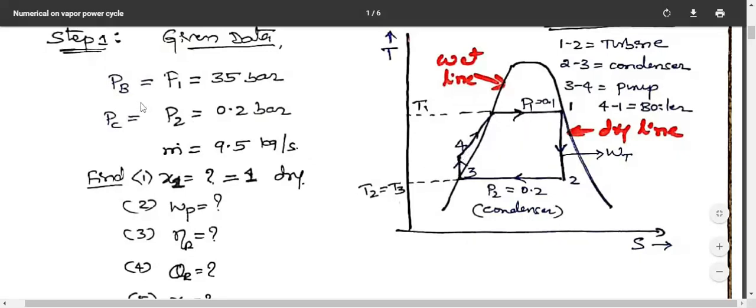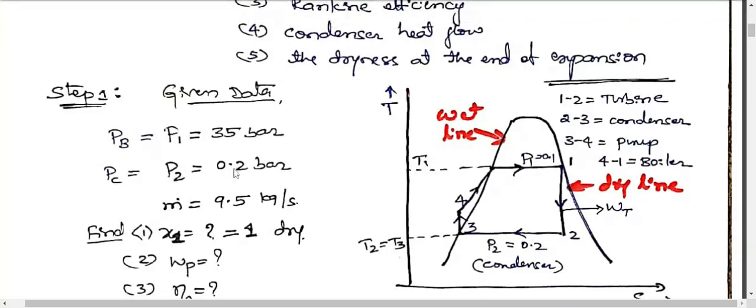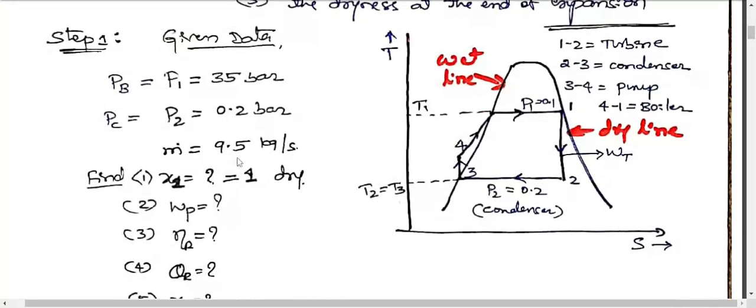Okay, here we have written the given data. What he has given: the boiler pressure P1, that is 35 bar, and dear students, out of the two, the maximum pressure will be the boiler pressure and the minimum pressure will be the condenser pressure, that is a hint, and the mass flow rate is 9.5 kg per second. In the data he has also given the quality or condition of steam at inlet to the turbine, that is x1, and x1 is equal to 1. That is dry, we have written here. That is in the unknown section.